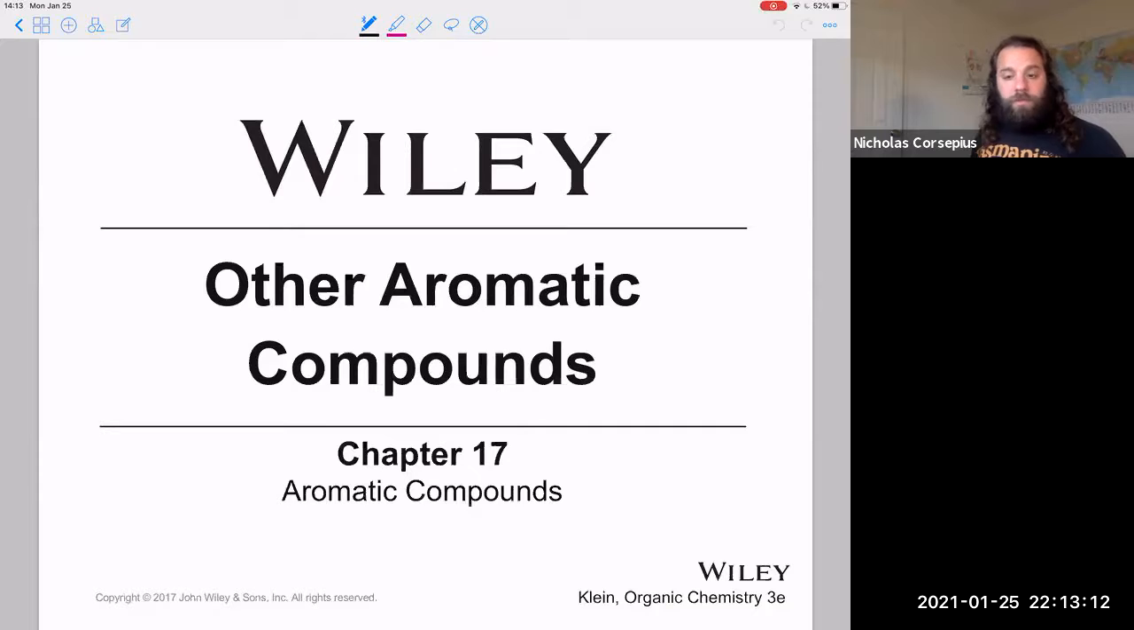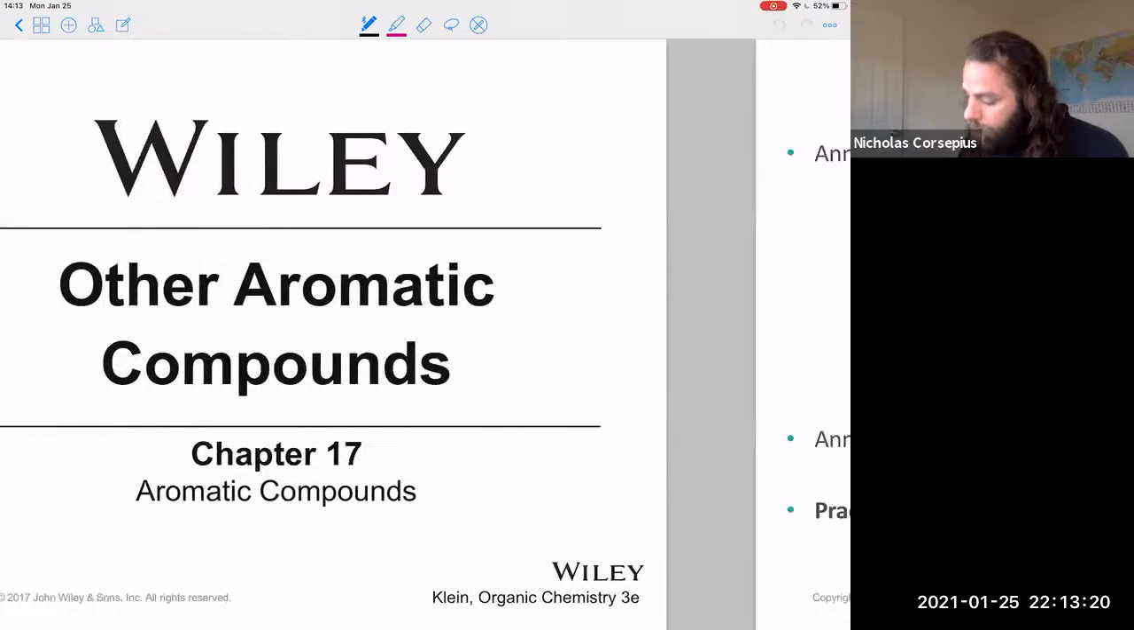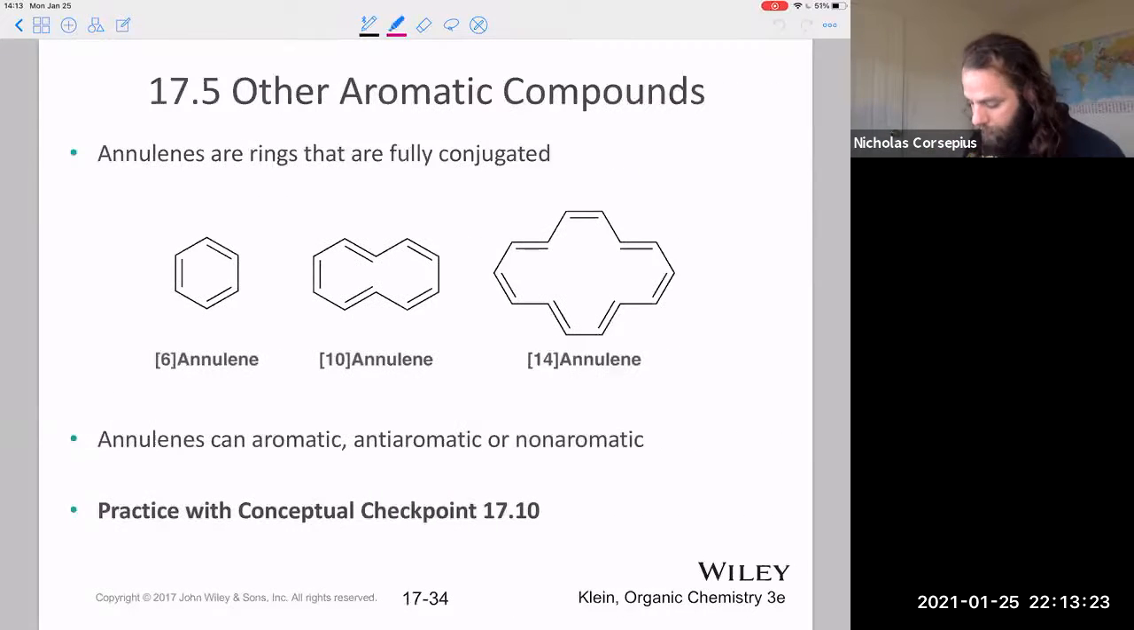Okay, so now you guys are sort of experts at identifying aromatic, anti-aromatic, and non-aromatic compounds. We're going to expand on that a little bit. Of course, there are other aromatic compounds that are basically just larger versions of benzene. These are called annulenes, and here are just some examples. Notice that they have 6, 10, 14 pi electrons. Those meet Huckel's rule. This is just how many electrons they have in that conjugated ring network. So these would all be considered aromatic.